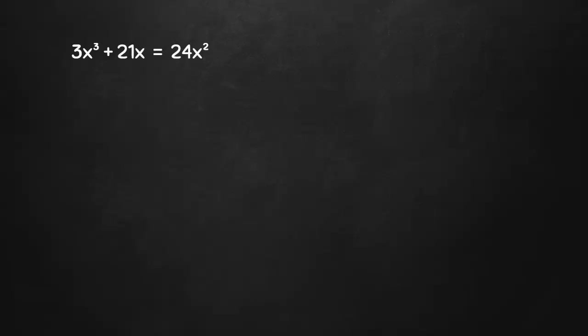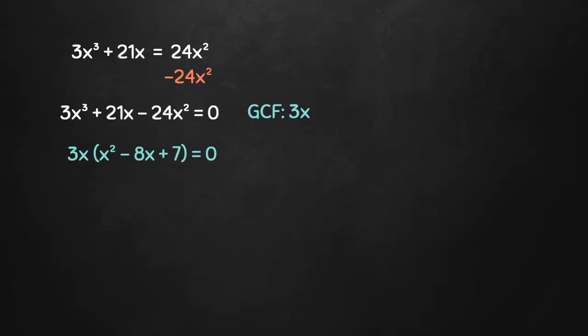So the first thing that you have to do is remember that you have to have your polynomial equation set equal to 0. So we do need to move that 24x squared to the other side in order to get our equation equal to 0. Once your equation is set equal to 0, then you want to see how you can factor this polynomial. So you do have a GCF of 3x. When you take out that GCF, you get x squared minus 8x plus 7.